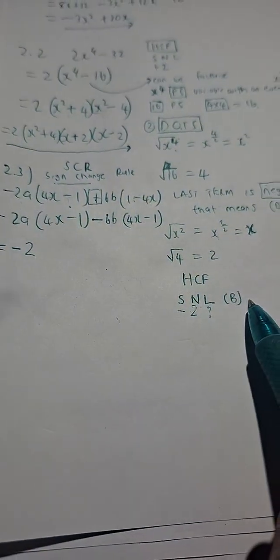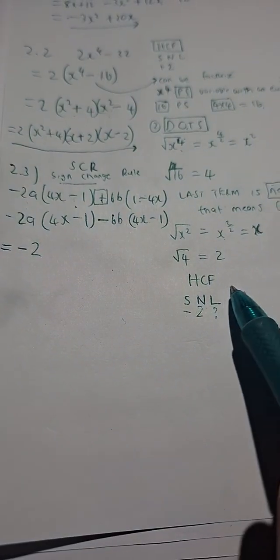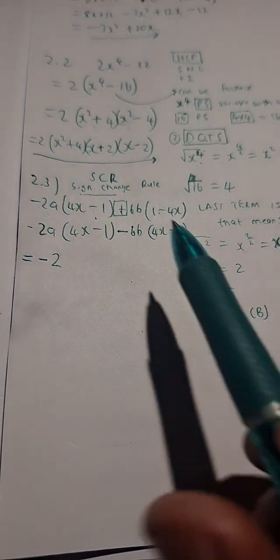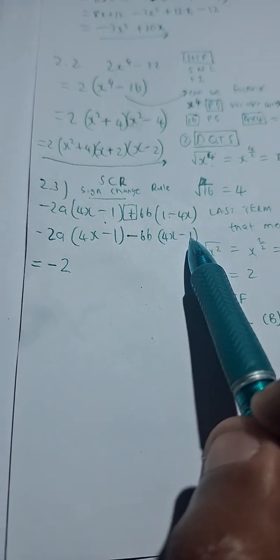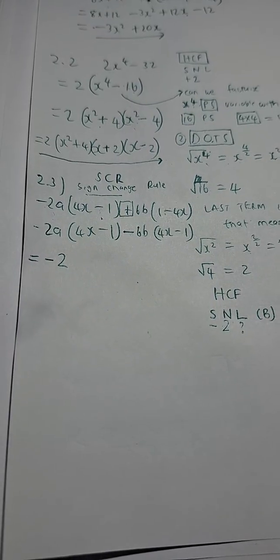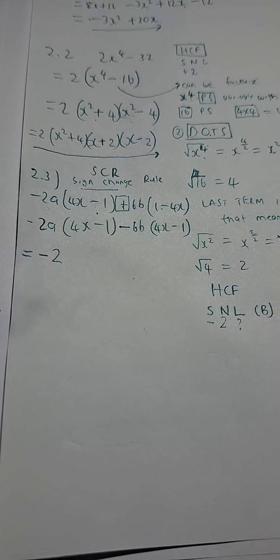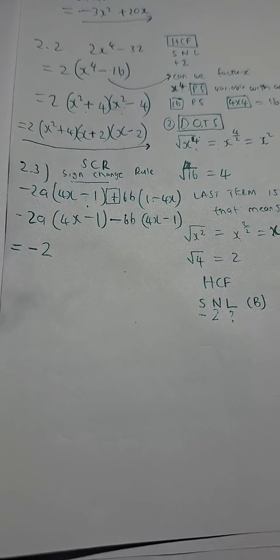We move on to the bracket. Is there a highest common bracket? Well, look at 4x minus 1. Look at 4x minus 1. Is 4x minus 1 common? 4x minus 1 is definitely common. So we take out 4x minus 1.